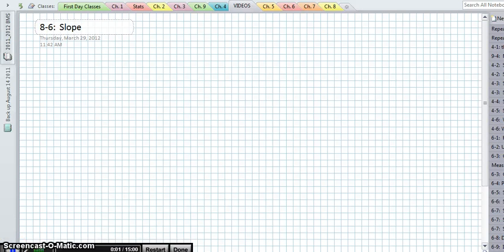Today we're going to talk about slope. I've mentioned this before. We have discussed rate of change, we've discussed constant rate of change, and now we're going to discuss slope. Ultimately, they all refer to the same thing.